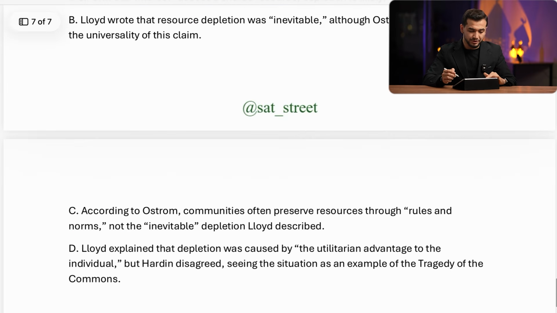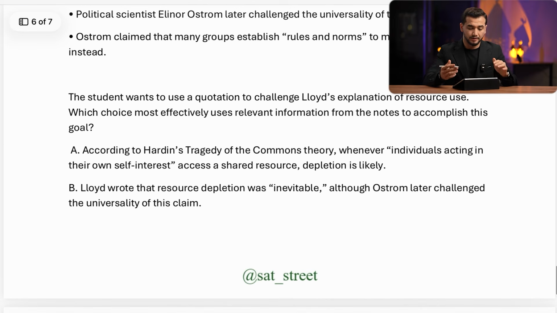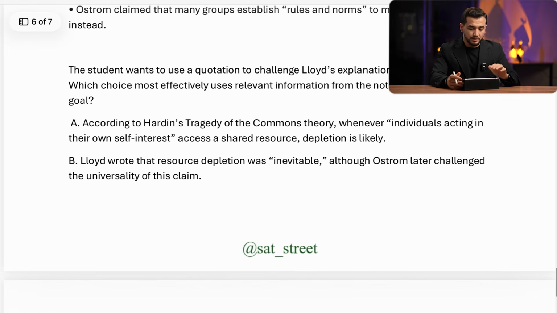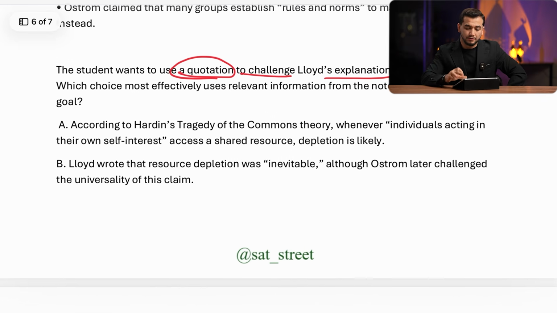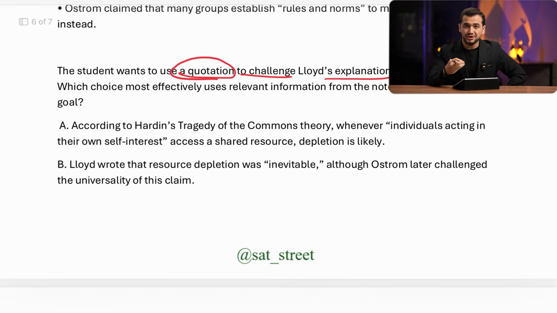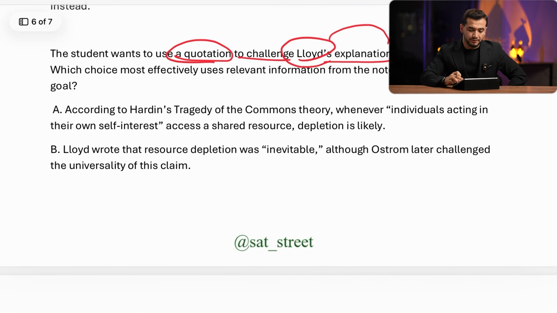For the last question, which is usually again a notes question. So look, the student wants to use a quotation to challenge Lloyd's explanation of resource use. That's a very interesting question actually. Why? So look guys, you need the quotation to challenge this person's explanation, right? Okay, so we need the quotation.